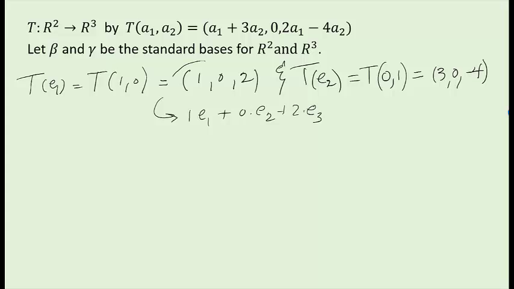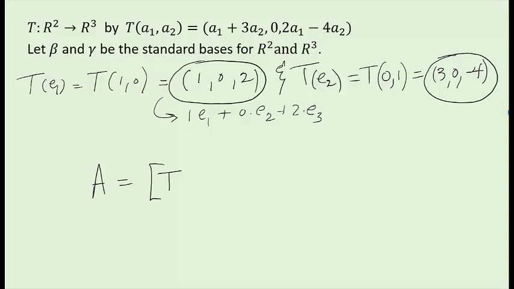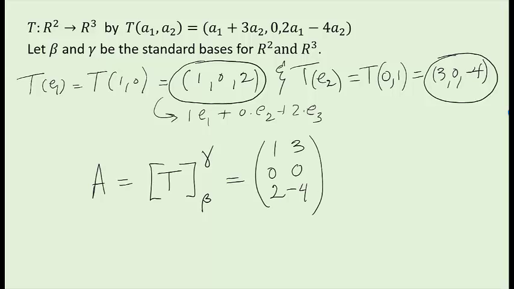This is the coordinate vector for the standard basis of R3. All we're going to do is put them in as column vectors. So our matrix is denoted by this, and we just take these and put (1, 0, 2) in as the first column, and (3, 0, -4) in as the second. And that is the matrix for the linear transformation T.